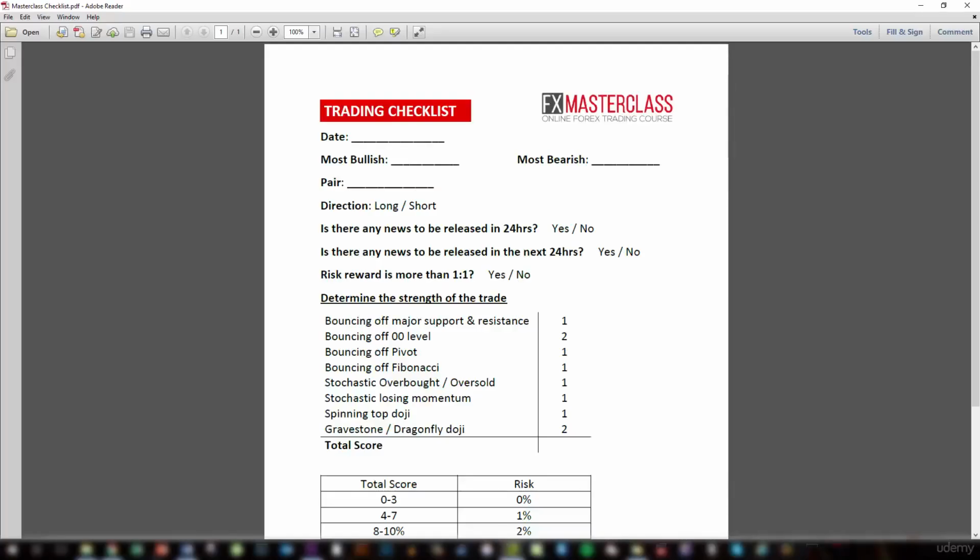Now, once you have downloaded the file, open it and you should see this right here. This is the checklist that you'll be using for the trading in this system. As I go through it step by step, you'll realize how simple it is to use. Firstly, based on your own fundamental analysis, fill in the date, the most bullish pair, and the most bearish pair to get the pair that you are going to trade. By now, you should also have decided on the direction that you are going to take, so fill that in too.